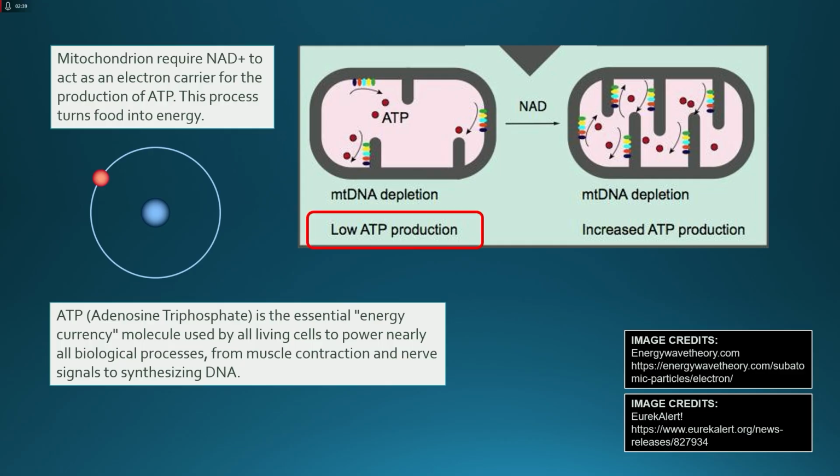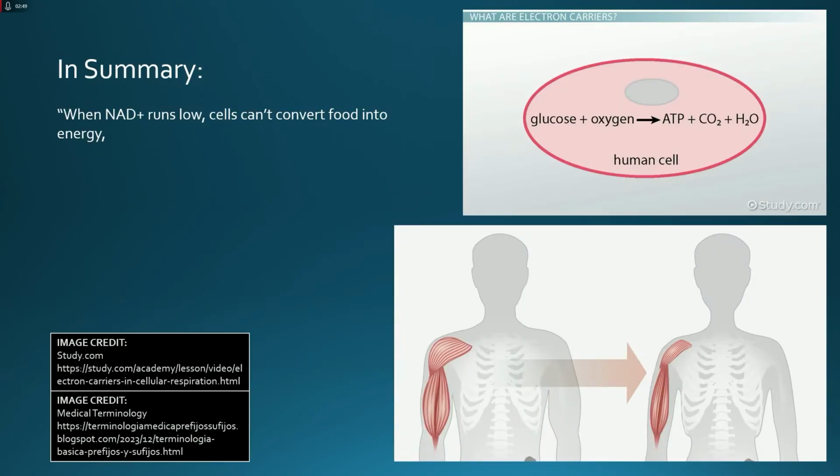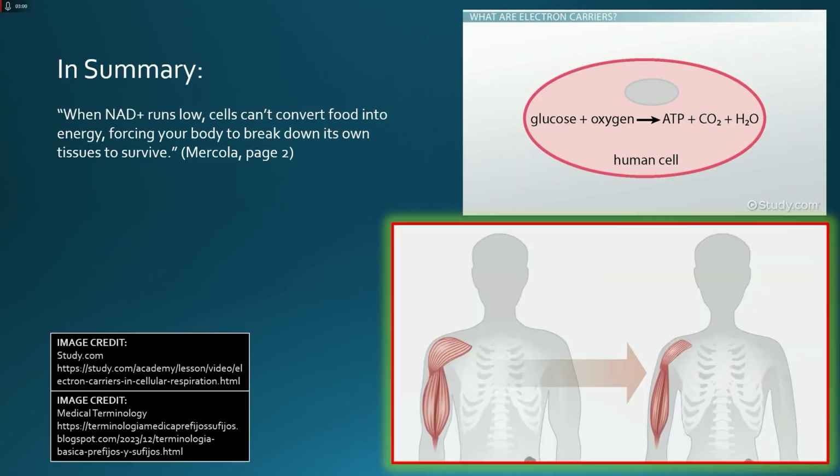So here we have low ATP production. Add some NAD, and this has now increased the ATP production. In summary, when NAD+ runs low, cells cannot convert food into energy, forcing your body to break down its own tissues to survive.